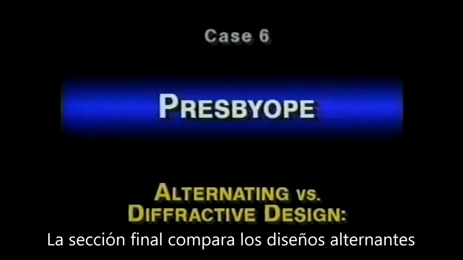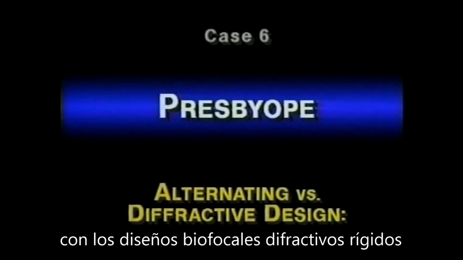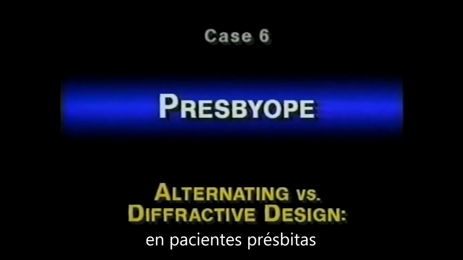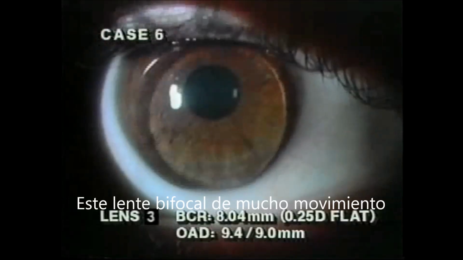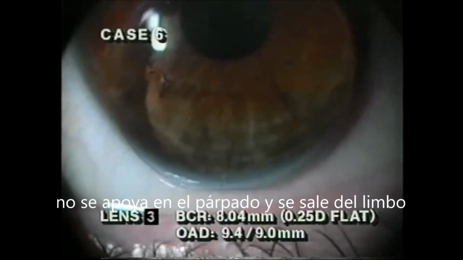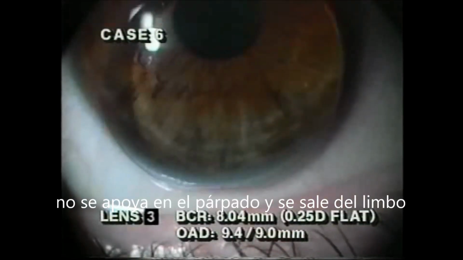Our final section compares alternating and diffractive rigid bifocal lens designs on a presbyopic patient. This alternating bifocal lens exhibits a flat-fitting relationship as recommended for proper positioning of the segment and the distance zone. Observe the lower limbal area. Ideally, the truncation should be approximately aligned with the lower lid.